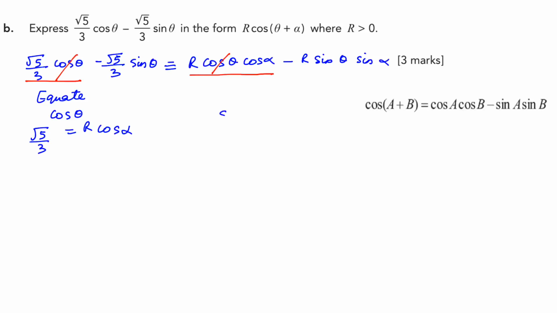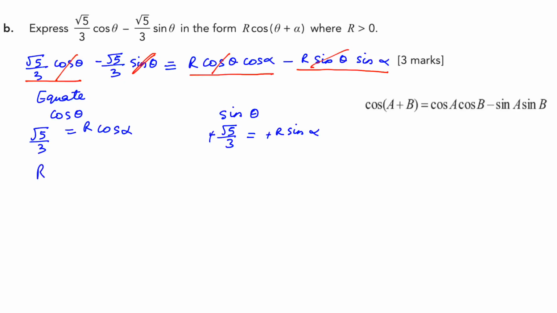The same we are going to do with sin theta. If you find it difficult to understand like this, you can write the whole equation and then cancel it out. So what is before sin theta? Negative square root 5 over 3. And what is before r sin theta sin alpha? Negative r sin alpha. The negative and the negative will get cancelled, so it is positive.